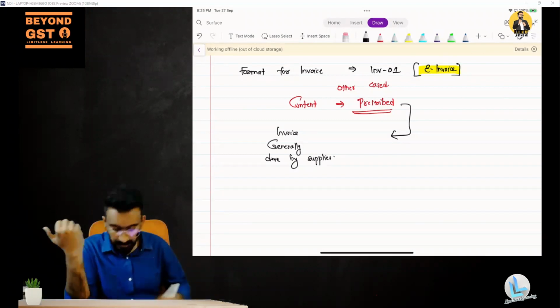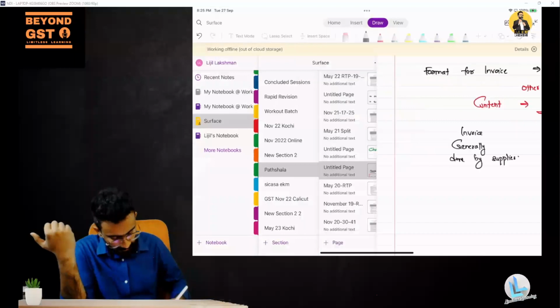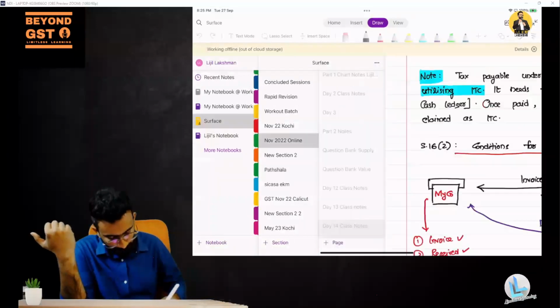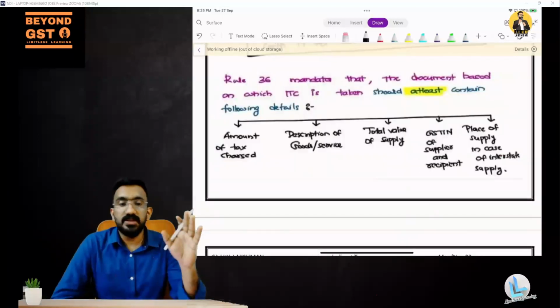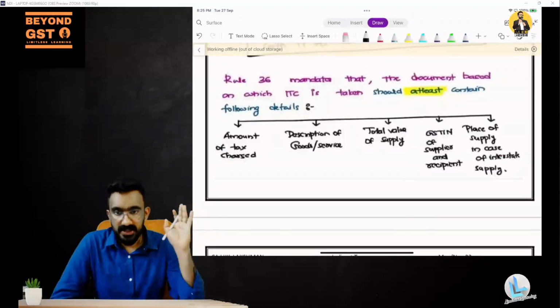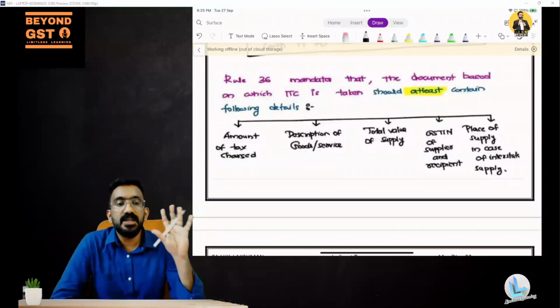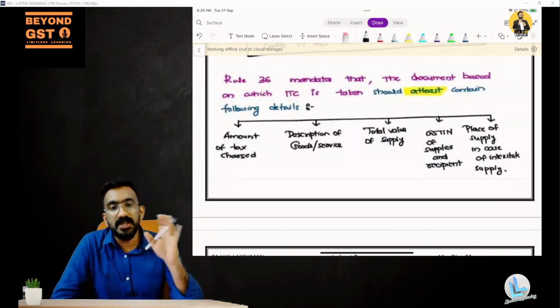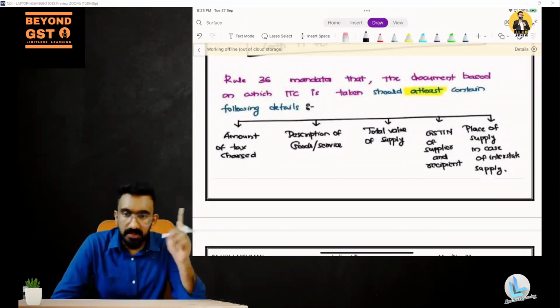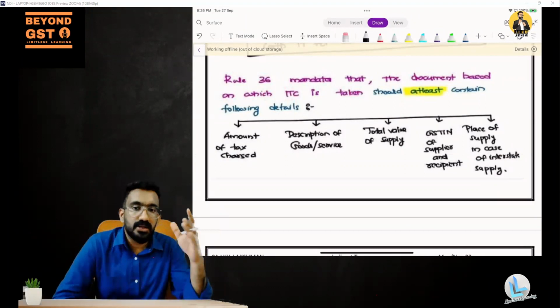So there is a provision which says not all the details in the invoice are mandatory for you to take ITC. But for you to take ITC, at least 5 details have to be mandatorily there in an invoice. What are these 5 details? Let's look at it. It's there on the screen. I'm going to read it and then explain it to you.